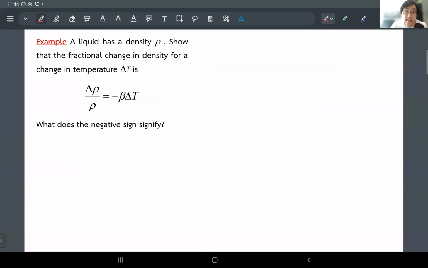All right, guys. This is challenge 1. You have a liquid with a density rho. You know the final answer that you're supposed to reach. Show that the fractional change in density for a change in temperature delta T is given by this expression right here. And what does the negative sign signify? What does it mean? All right, guys, I'll give you 1 minute head start.